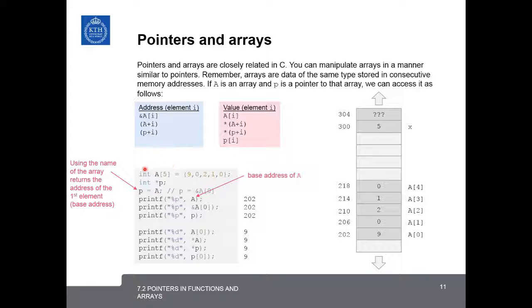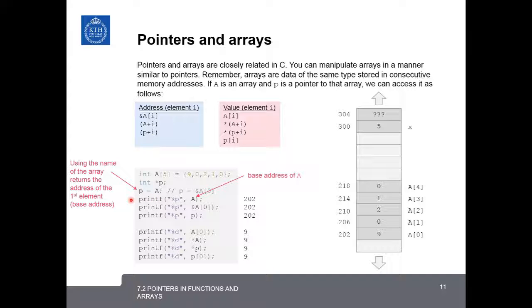So let's look at the following example where we create an array with 5 elements, 9, 0, 2, 1, 0, and then we create a pointer to an integer type, and then we assign the pointer to point at A. So this is equivalent to saying P is equal to ampersand A with square braces of 0, pointing it at the 0th element of the array A.